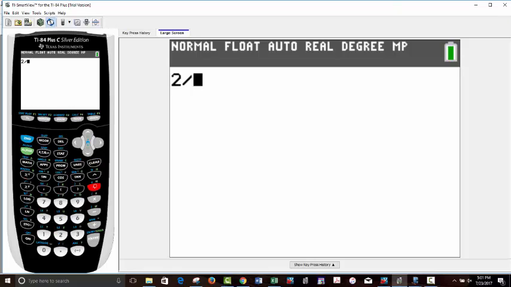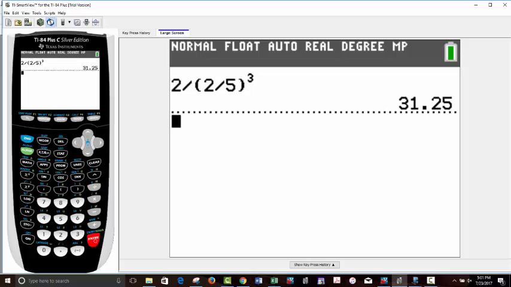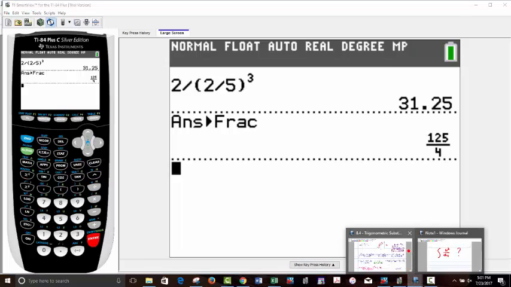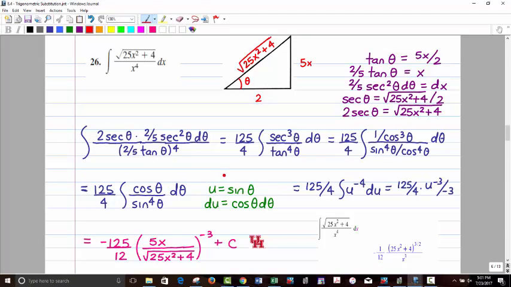Take 2 divided by 2. If you want to do it this way, that's fine. I want cubed. Then I can do a math frac, 125 over 4. Yeah, so that's why I'm not spending much time on the simplification of the numbers. But yeah, use a calculator, that's fine.